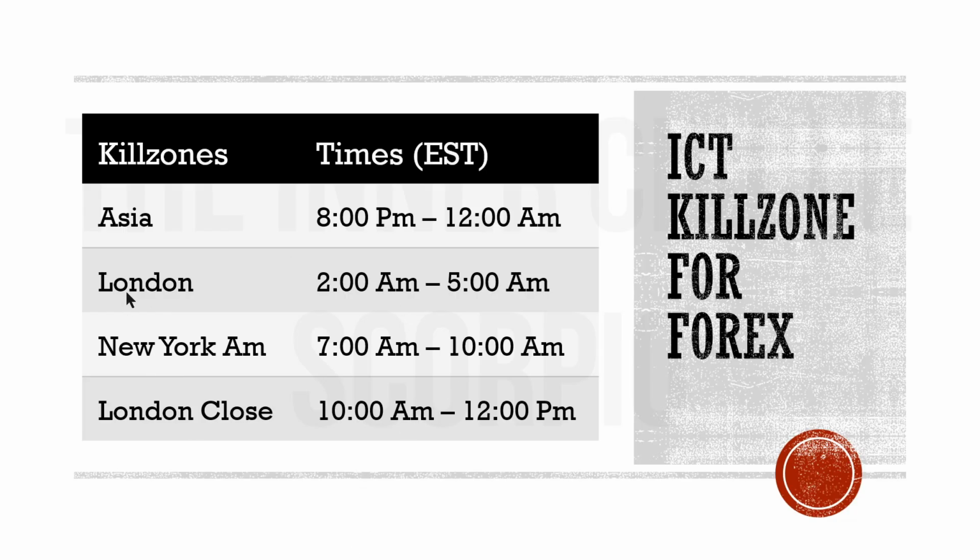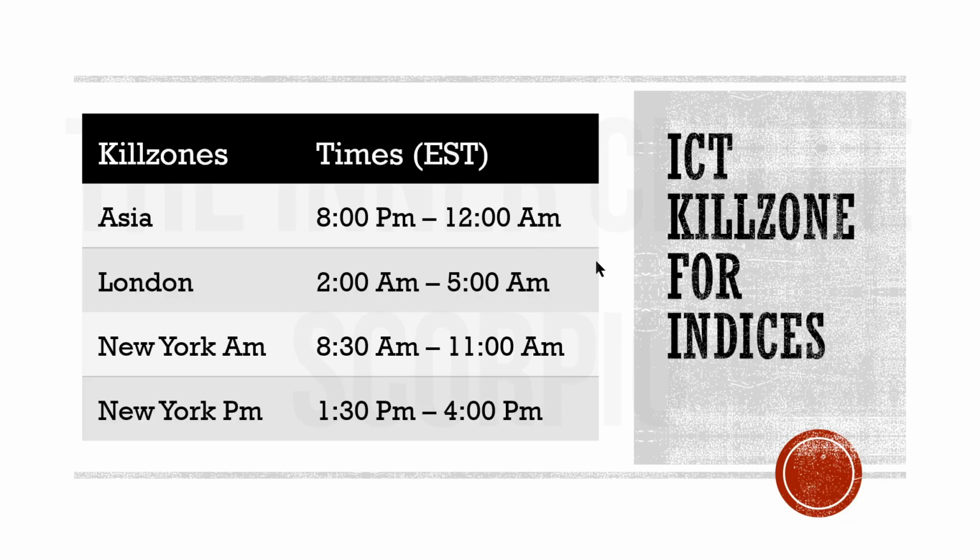And then he says that for London, we have 3 hours from 2 a.m. to 5 a.m. Eastern time. For New York morning session, we have 7 a.m. to 10 a.m., 3 hours again. And then we have London close session, which is from 10 a.m. to 12 p.m. Now, you don't have to be on the charts for all of these times. It just means that if you have time for London close session, you can come on the charts 10-15 minutes earlier and see if you can find a trade in this time. Same goes for this area. If you have time during this time period, Eastern time, you can come on trade and find a setup. Same for London and Asia.